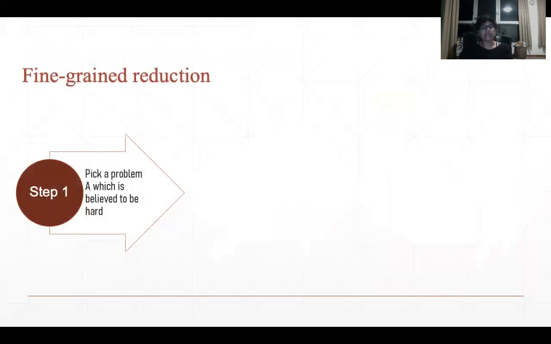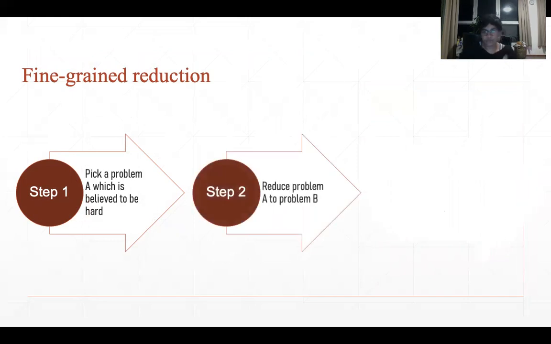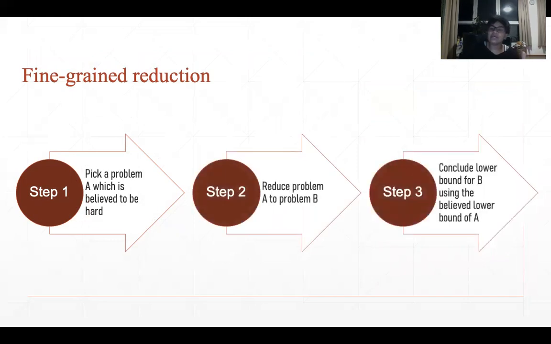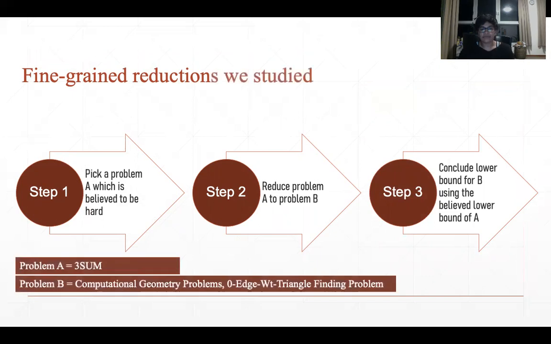Let me summarize again. We pick a problem A, which is believed to be hard. We try to reduce problem A to problem B. Then we conclude a lower bound for problem B using the believed lower bound for problem A. For the purpose of this talk, we picked problem A to be the three-sum problem, and we ended up proving lower bounds, or conditional lower bounds, for computational geometry problems and for the zero edge weight triangle finding problem.